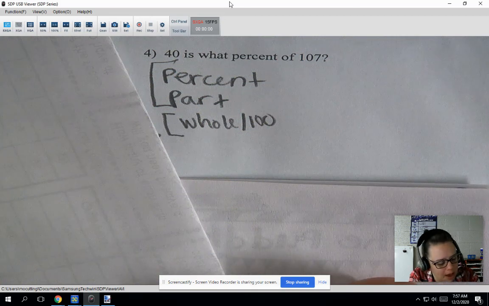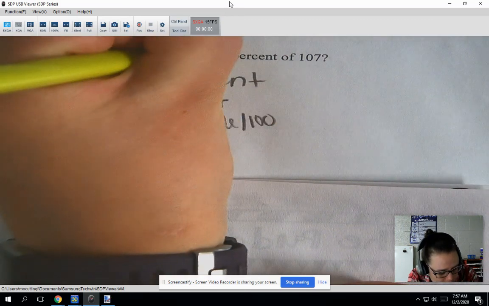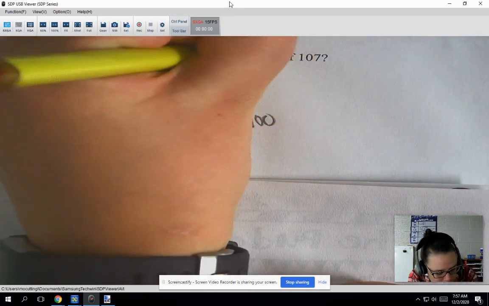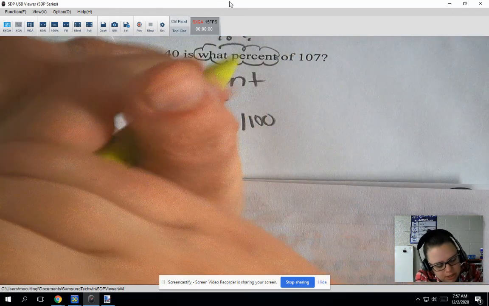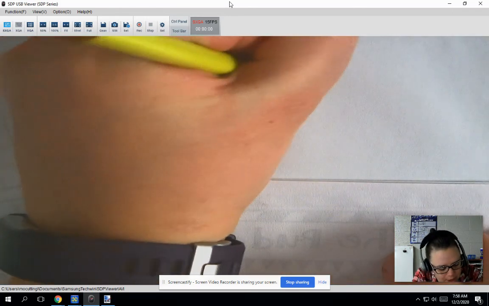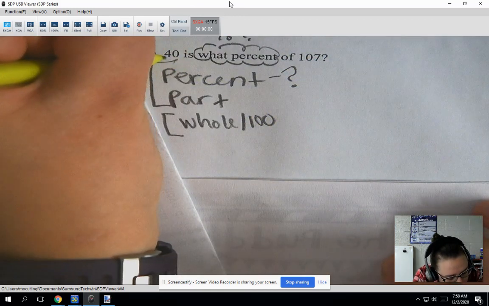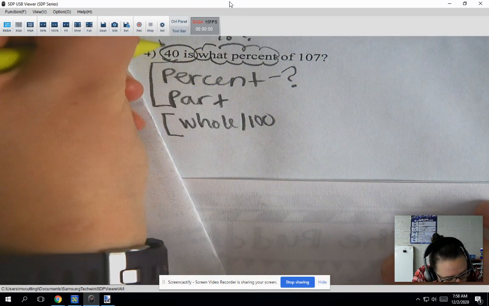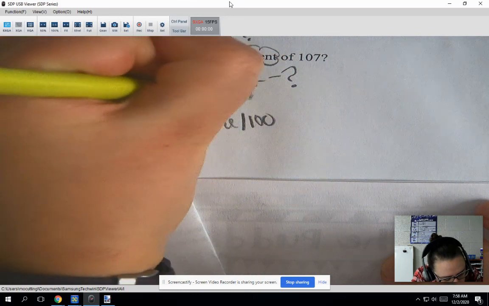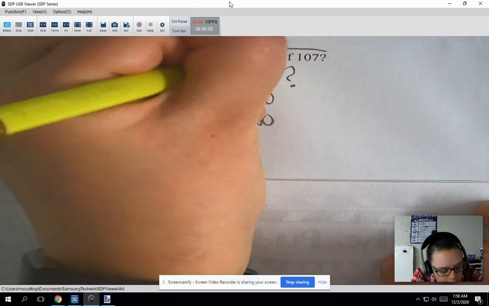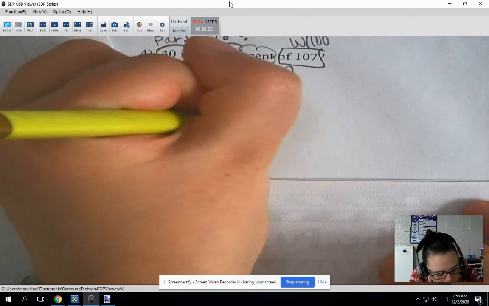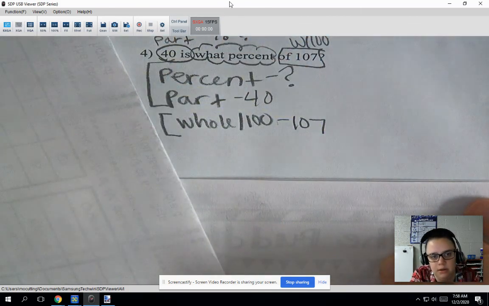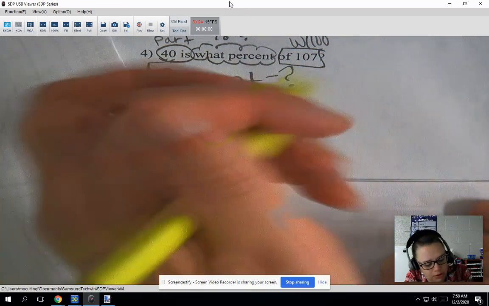And welcome back. I don't see a percent symbol. And actually, I see the words what percent. We don't know what percent. That's what we're trying to find. So my percent is my question mark. 40 is, that's my part. And then of 107, that's my whole slash 100. Okay, now we're ready to roll with our table.